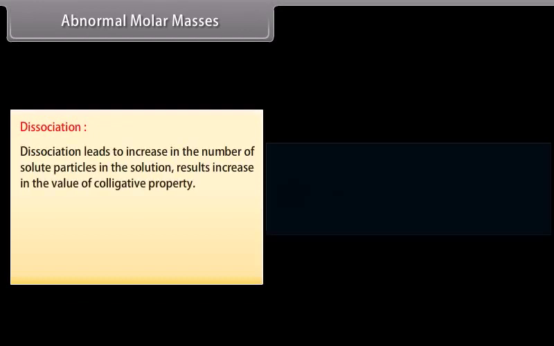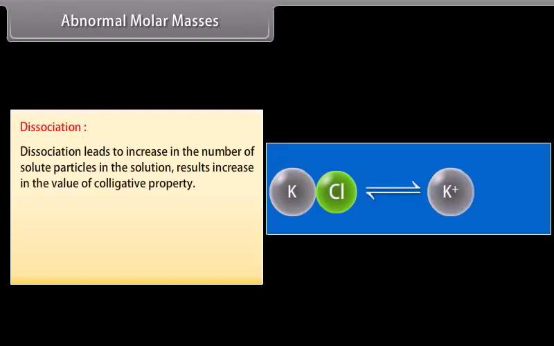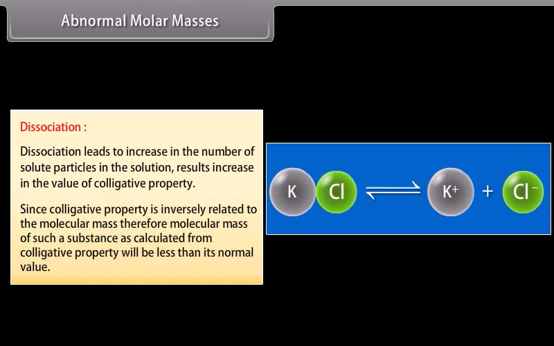Dissociation. Dissociation leads to increase in the number of solute particles in the solution, resulting in an increase in the value of colligative property. Since colligative property is inversely related to the molecular mass, the molecular mass of such a substance as calculated from colligative property will be less than its normal value.